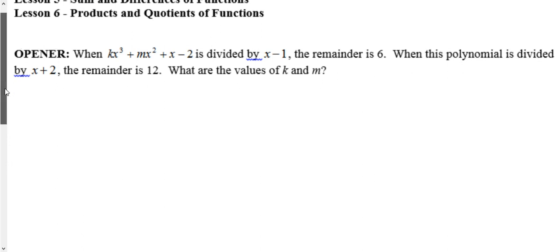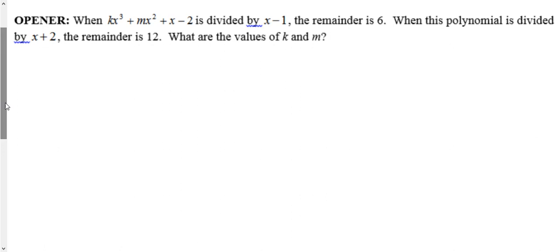Before we get there though, we're going to start with our opener question today. So we have this function that is divided by x minus 1 with the remainder of 6. When this polynomial is divided by x plus 2, the remainder is 12 this time. What's the value of k and m? So what we want to do is use our remainder theorem. That's where we're going to start, and we're going to set up our remainder theorem.